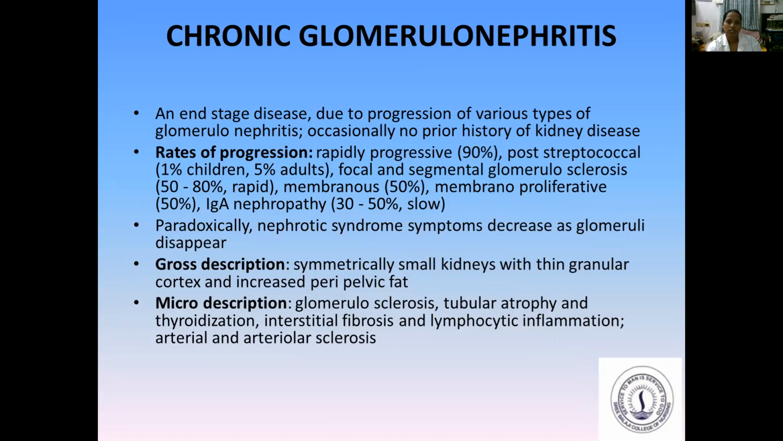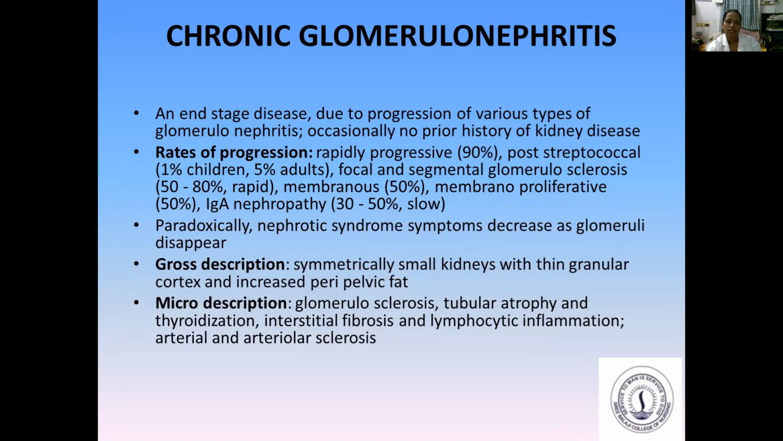Chronic glomerulonephritis. An end-stage disease, it is due to progression of various types of glomerulonephritis. Occasionally there is no prior history of kidney disease. The rate of progression is rapid in 90% of cases of rapidly progressive glomerulonephritis, and post-streptococcal infection progresses in 1% of children and 5% of adults.